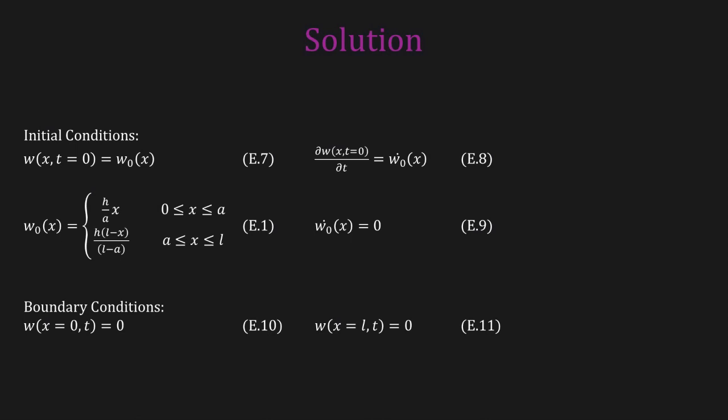And for the boundary conditions, since the string is fixed at both ends, the displacement has to be 0 at those points at all times. At x equals 0 and at x equals L, w is going to be 0.